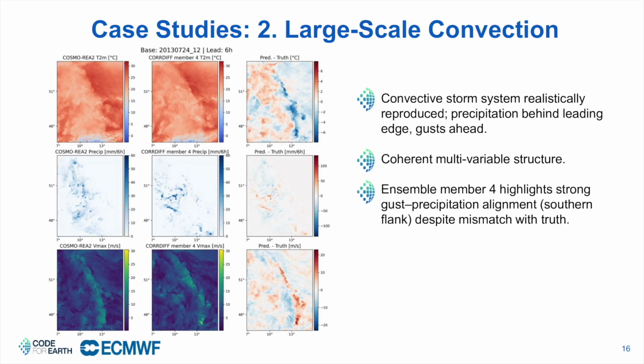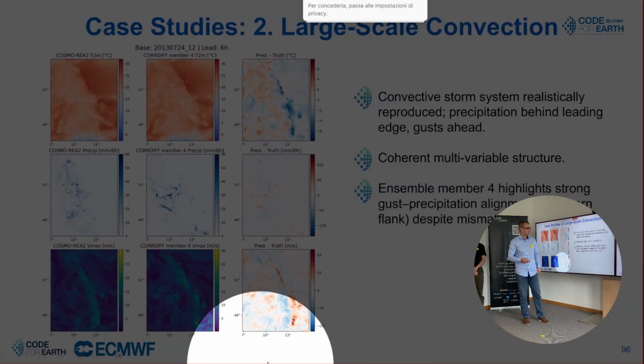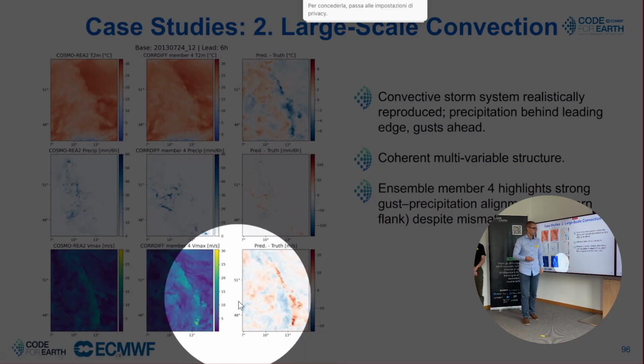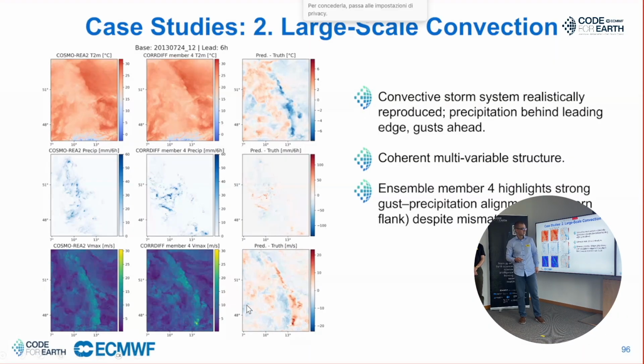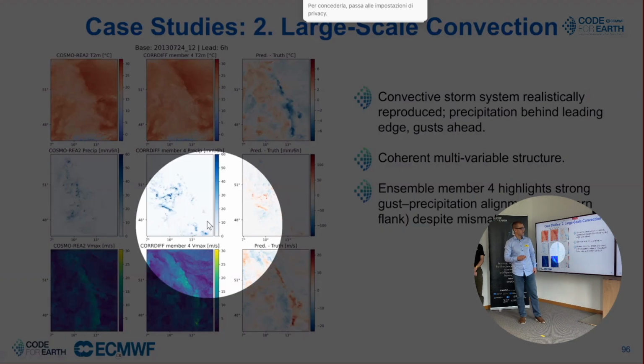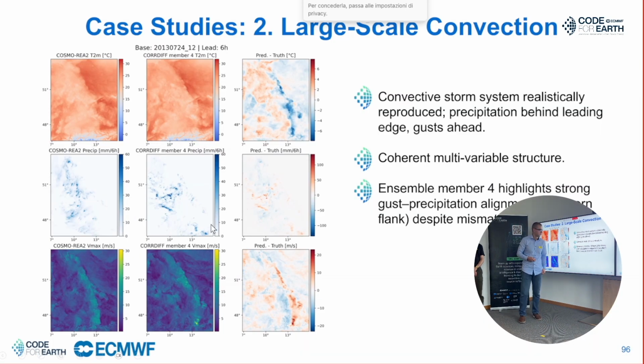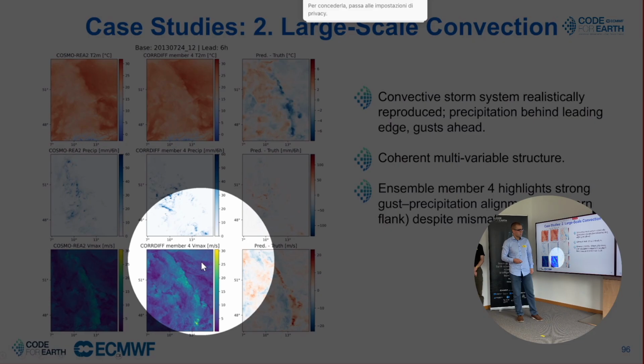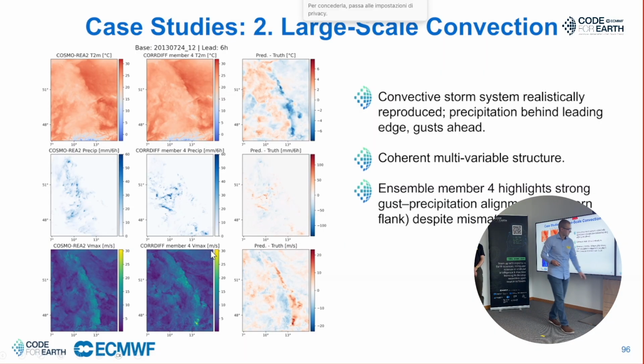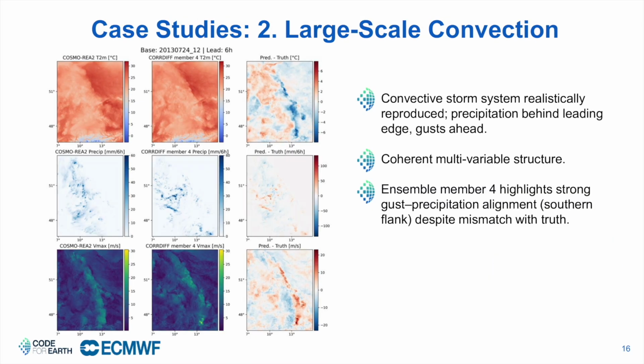Then we have large-scale convection. We can again see that the Kirby model represents the large-scale convection quite well. The gusts are perfectly positioned ahead of the leading edge of the system, and precipitation is slightly behind. We can also see the southern flank. You can see increased gusts and as well precipitation, which was actually not present in the ground truth data, so that highlights the model's ability to capture physical consistency.